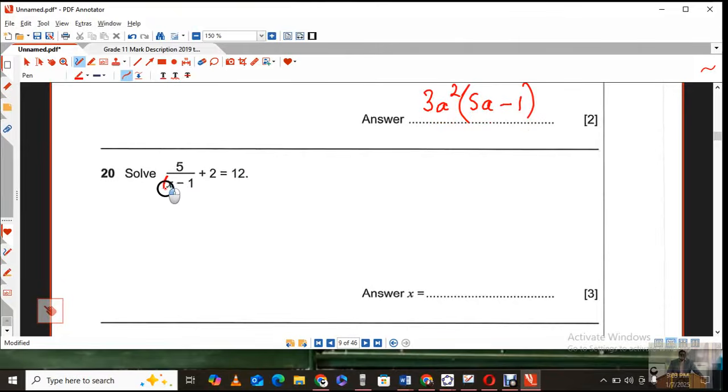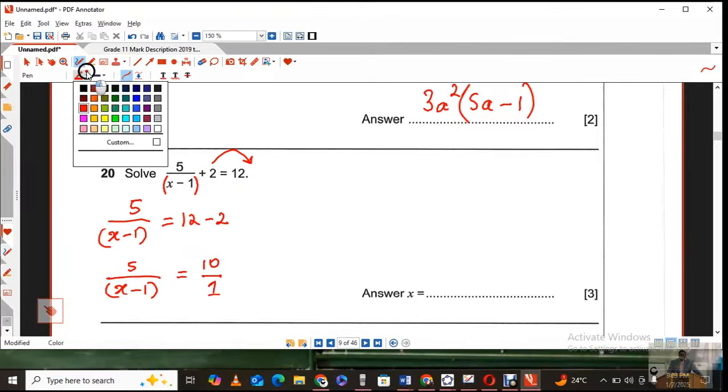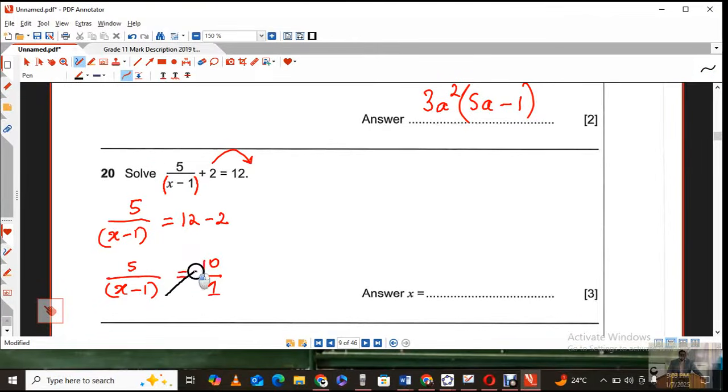Now, perhaps the advisable thing first, put brackets over there, and then move that 2. Okay, so you're going to have 5 all over x minus 1 is equal to 12 minus 2. Now we know what 12 minus 2 is, so that's going to be 5 over x minus 1 equals 10. Well, you can go ahead and put that 10 over 1. And you can use different methods here. You can cross multiply and see where that brings you.